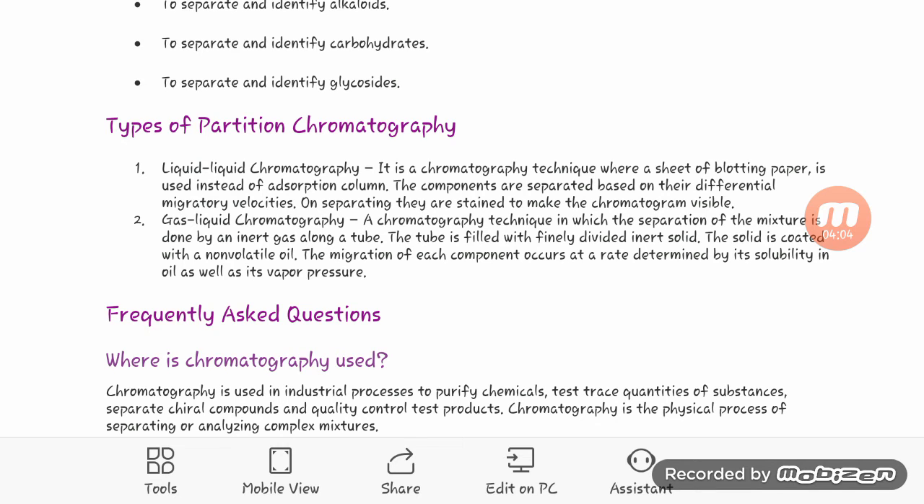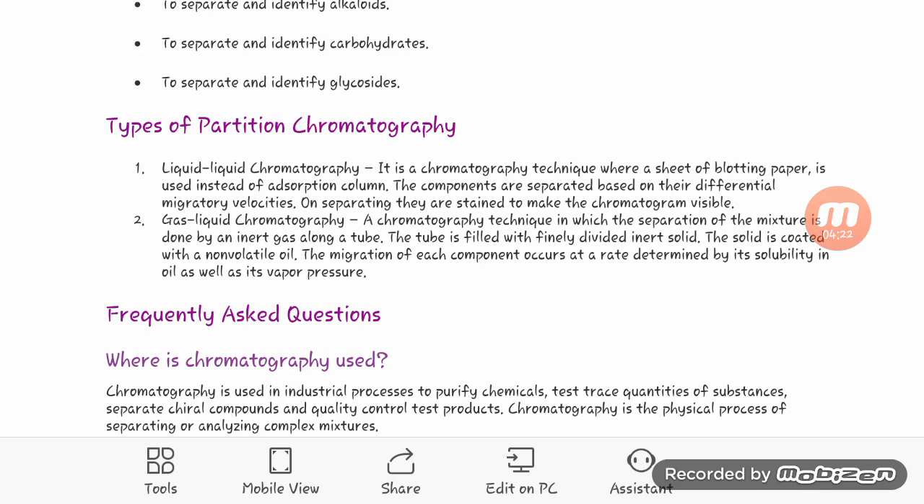It is a chromatography technique where a sheet of blotting paper is used instead of the adsorption column. The components are separated based on their migratory velocity. After separating, they are stained to make the chromatograms visible.